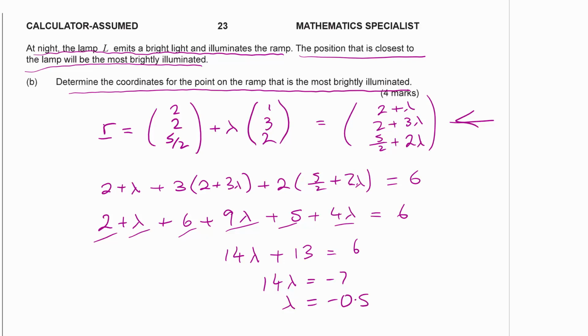So if we want the coordinates of the point, we just need to substitute lambda as negative 0.5 back to here. And 2 add negative 0.5 is going to give us 1.5. 2 add 3 lots of negative 0.5 is going to give us 0.5. And then 5 over 2 is 2.5, and add 2 lots of negative 0.5, so take away 1, that is 1.5.